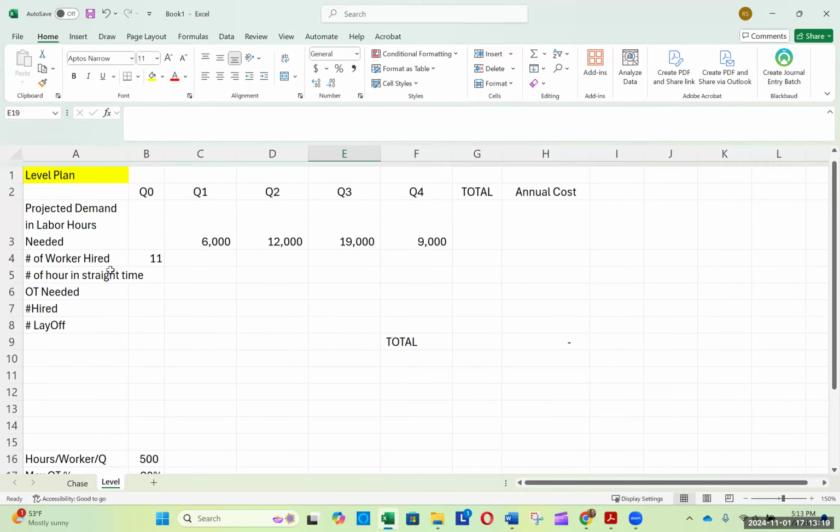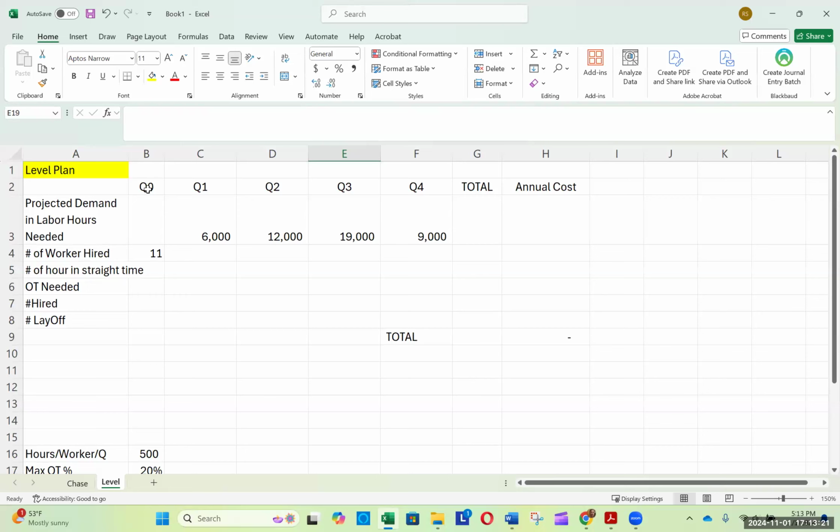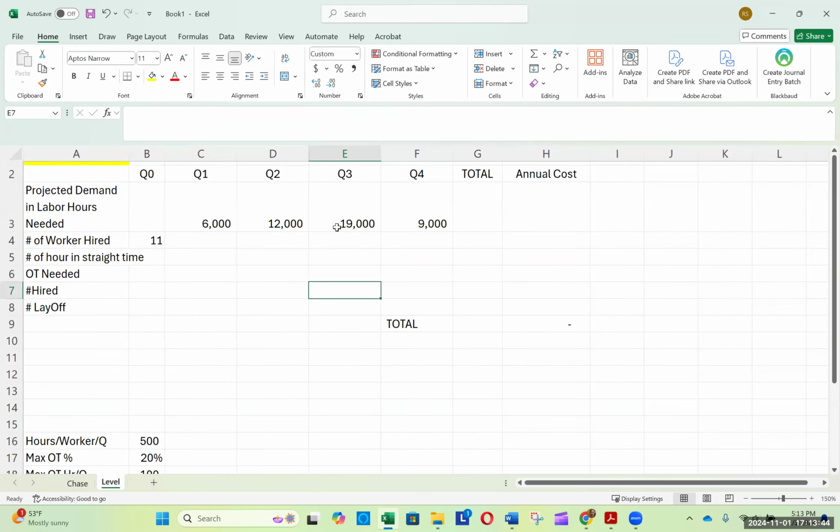So this is a level plan. You have a situation where the labor demand, 6, 12, 19, and 9,000, is put down here for 4 quarters. At this point, you have 11 workers, and we need to figure out how many workers you need to hire. The point to remember is since there's no inventory and there's no back order, you will probably use the maximum value and plan for that number. Okay, so 19,000 is the maximum of the numbers.